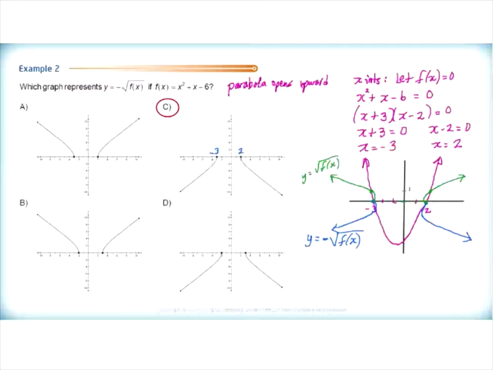So the key thing here is to notice that the negative is in front of the square root sign. So that represents a vertical reflection in the x-axis.